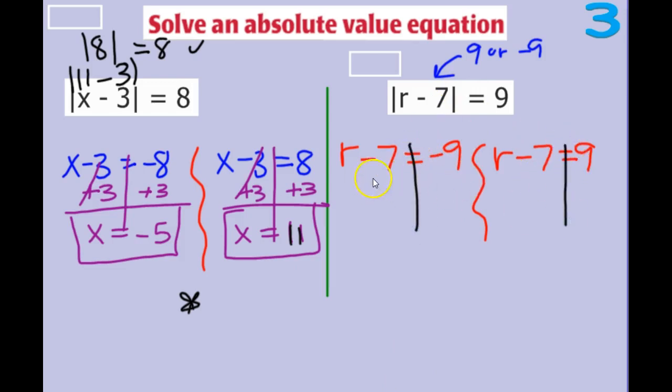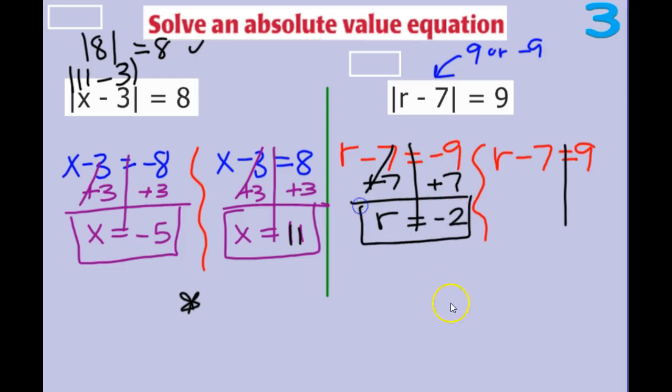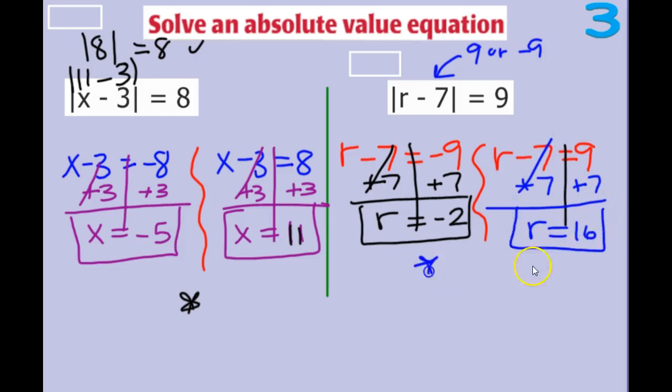So solve these. Add 7 on both sides. Negative 9 plus 7, there's more negatives, it's a negative 2. And then here as well, add 7. 9 plus 7 gives us 16. So there are our two answers. If you want to plug them back in for r to see if they work, you can.